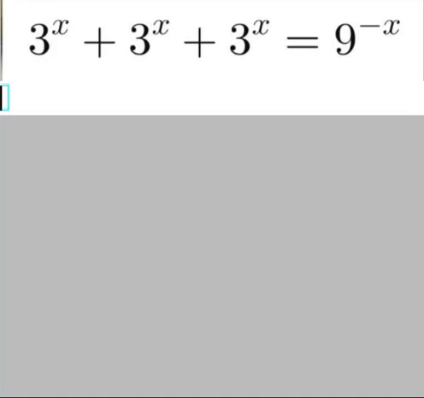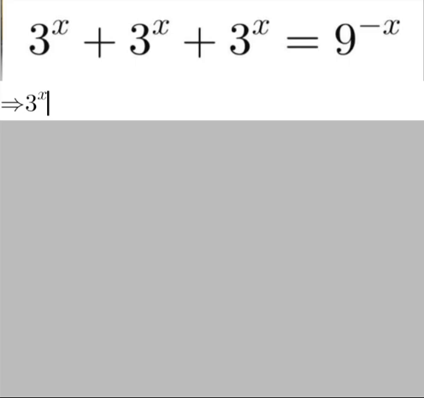So now, next step, what we are going to do is simplify from the right hand side. We factor out 3 to the power of x. 1 plus 1 plus 1 is 3. Is this equal to, you see this now, we're going to write it as 3 times 3 to the power of minus x.